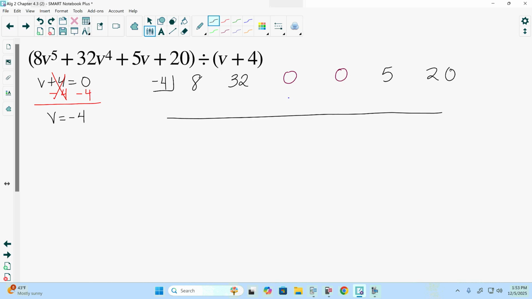Because the number of numbers we need across the top of that line is one more than the degree. Since the degree is 5, we need 6 terms. So we have 8, 32, then we have 2 zeros, 5, and 20, so we now have 6. So we have to put those zeros back in for v cubed and v squared. Then, once we have it set up, we drop the 8. And now we can start the process of multiplying and adding.